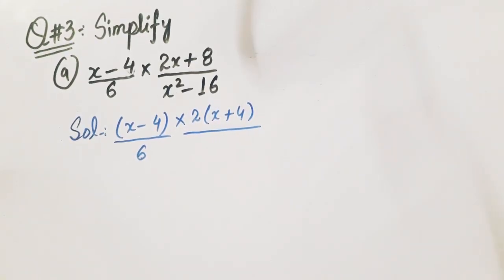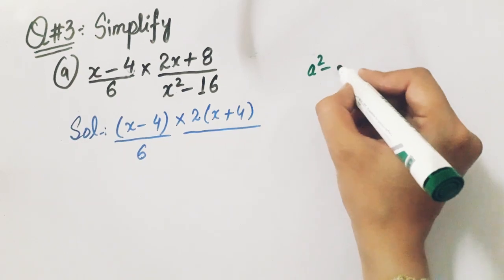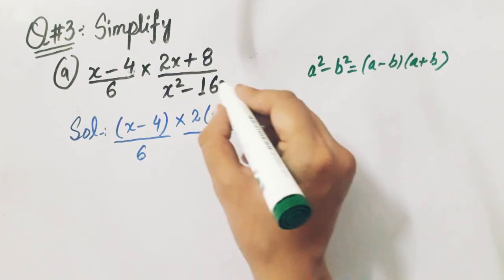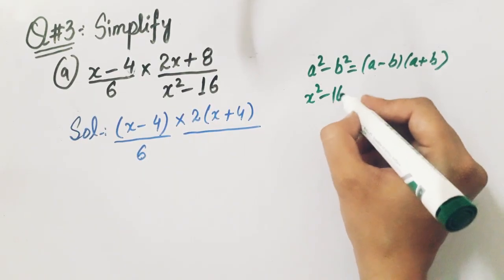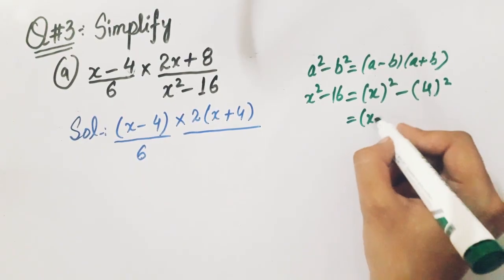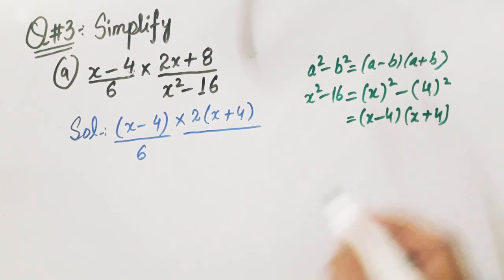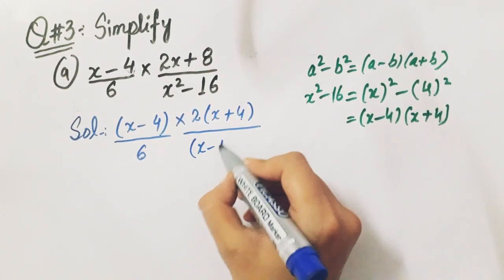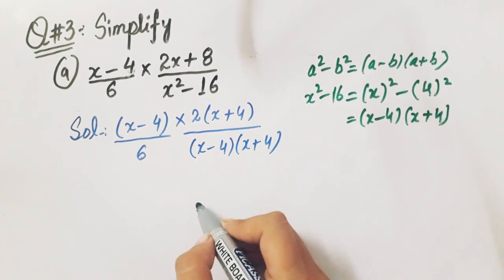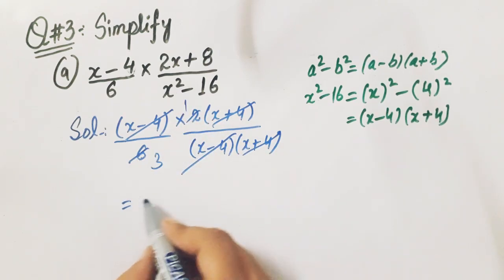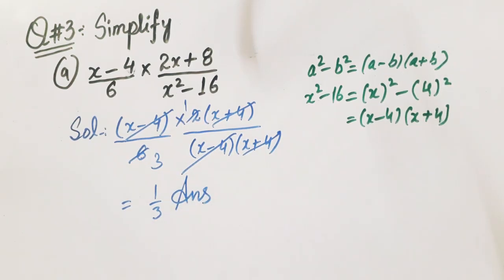Here we can apply the formula of a squared minus b squared, that is a minus b into a plus b. In our question we have x squared minus 16, which means it is the square of 4. So this will be x minus 4 into x plus 4. In this way we write it as x minus 4 into x plus 4. So all terms cancel out. 2 ones are 2, 2 threes are 6. So the answer is 1 over 3. Now we will solve part b.